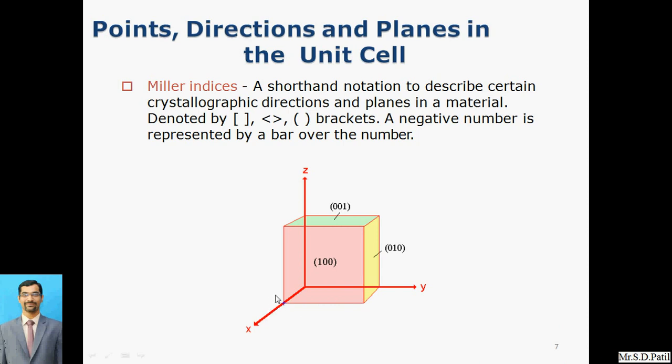Just see here, you are observing the axes x, y and z, and on these particular surfaces some notations have been defined. On those notations this will be 1 0 0, then on the upper plane it will be 0 0 1, then on the side plane it is 0 1 0. So basically these things you are observing in this particular part. In the later part we will go into this.